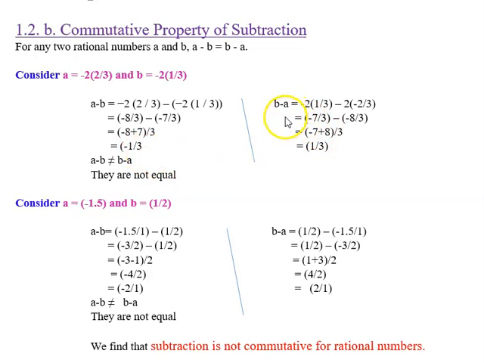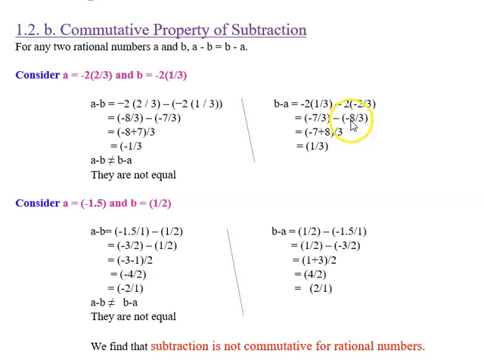Now, we will see what b minus a is. We are subtracting in the reverse order. So, first we are taking negative 2 1 over 3 and we are subtracting negative 2 2 over 3. First we will convert this mixed number to a rational number. 3 times 2 is 6 plus 1 is 7. So, negative 7 over 3 minus, 3 times 2 is 6, plus 2 is 8.